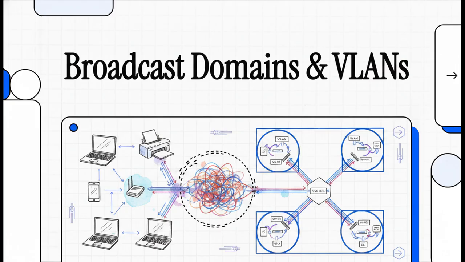Looking at the source material for today's explainer, it is fascinating to see exactly how network engineers prevent this kind of meltdown. We're going to dig into the blueprints of broadcast domains and VLAN basics to see exactly how they keep our data flowing smoothly.